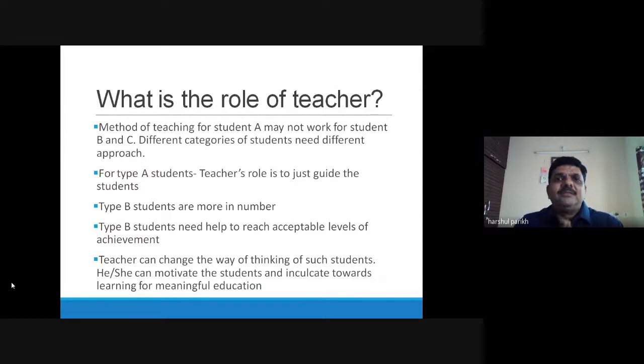So a problem arises when this kind of student goes to the working place where they cannot play a critical role. They are devoid of hard work. They are devoid of discipline. They are devoid of thinking abilities. That's why they do not grow also. And here our role is to change the mindset of such students. We can motivate and inculcate in the students a meaningful education.